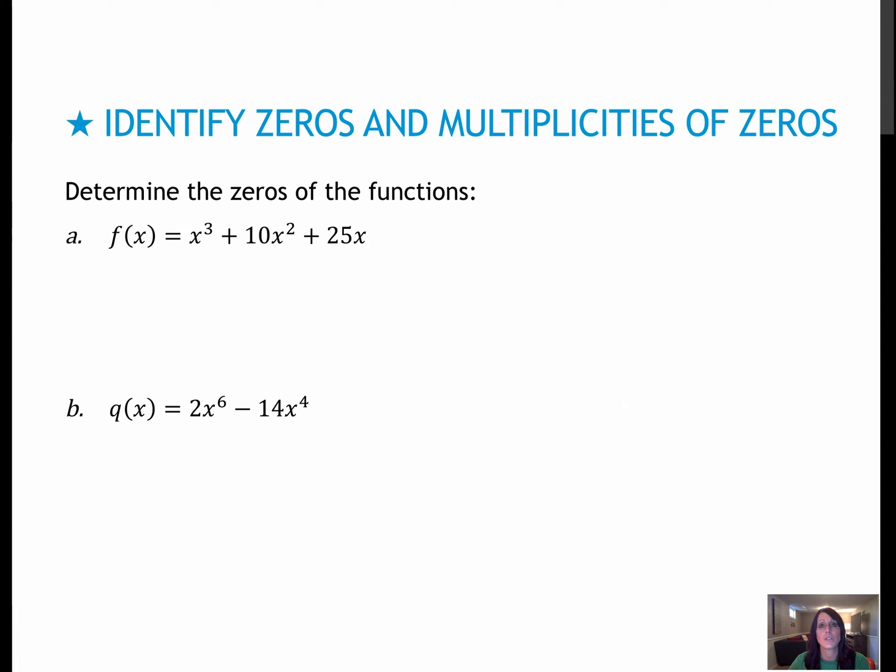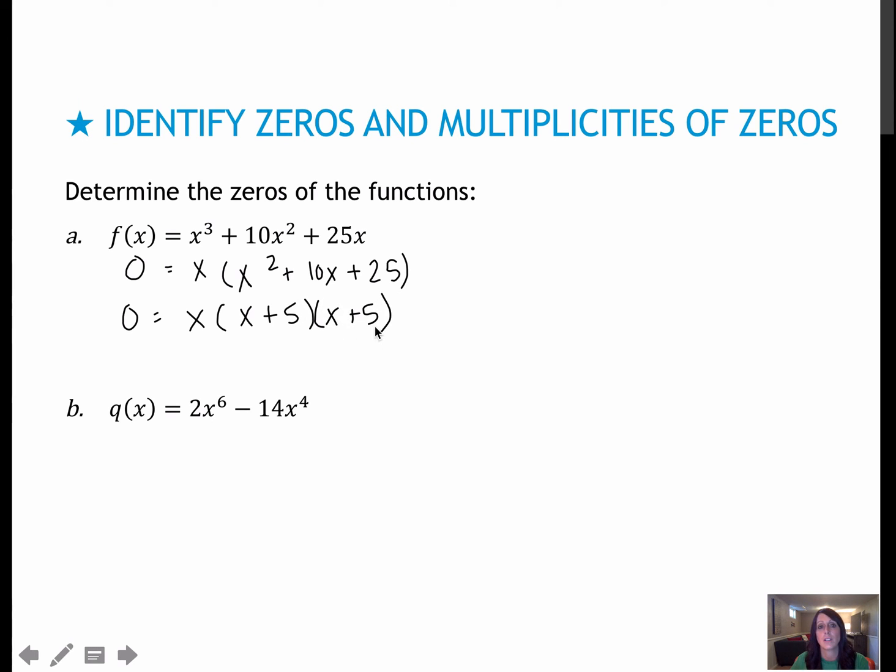Go ahead and find the zeros of these functions and then press play to check your work. For the first, again, I'm replacing f of x with 0. I would start with a GCF here and take an x out of all 3 terms, which leaves me with x squared plus 10x plus 25. I would then factor. I'm looking for numbers that multiply to 25 that add to 10, which would of course be 5 and 5. Positive 5 and positive 5 means this is my factorization, but this is the same. So I would write this as x plus 5 squared.